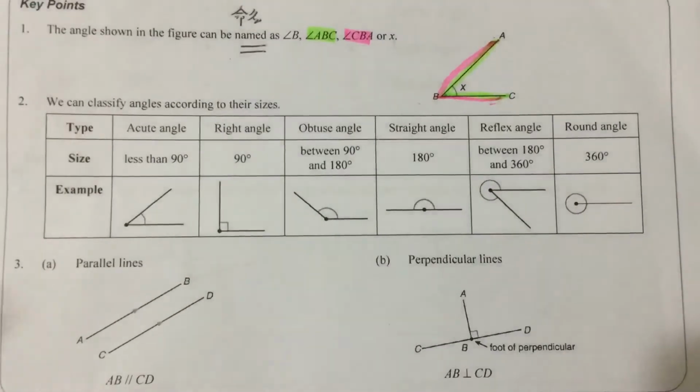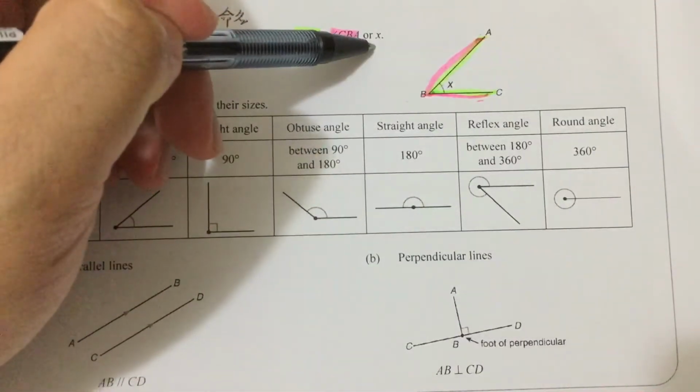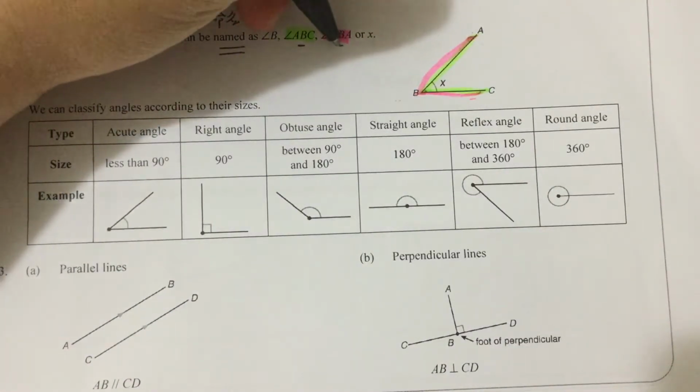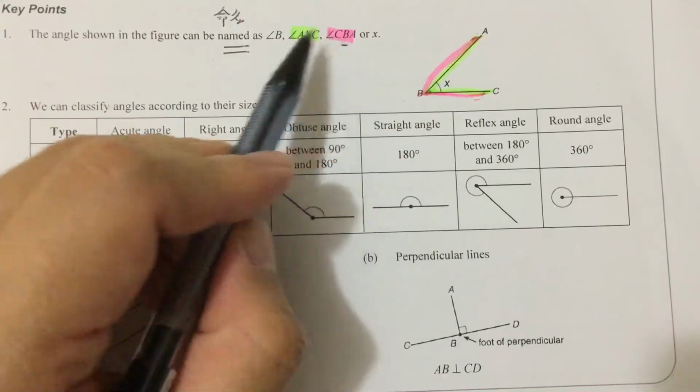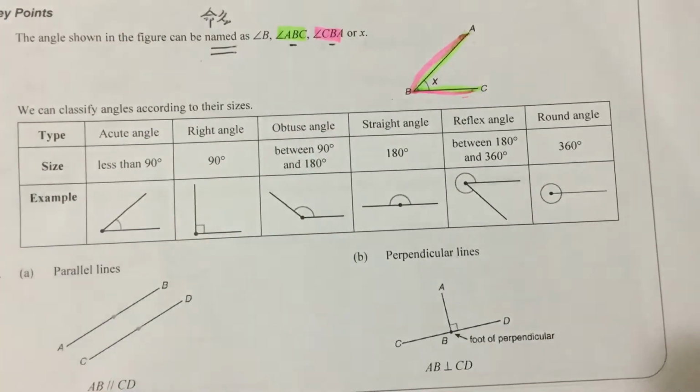Every time you will see the angle mark is called x with a small letter, so we will also call it x. And every time with the angle, we put it on B, so you will see the B must be in the middle. So make sure that you got the name of this.